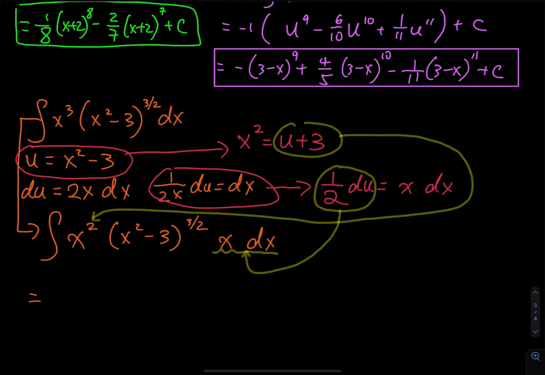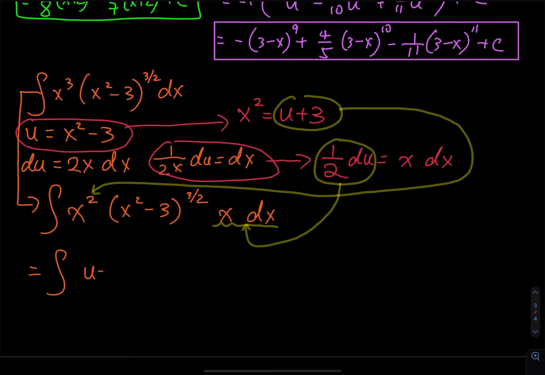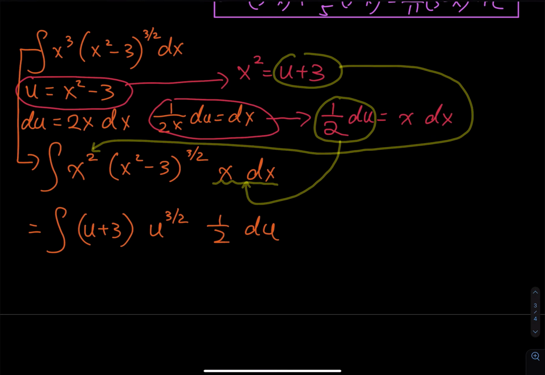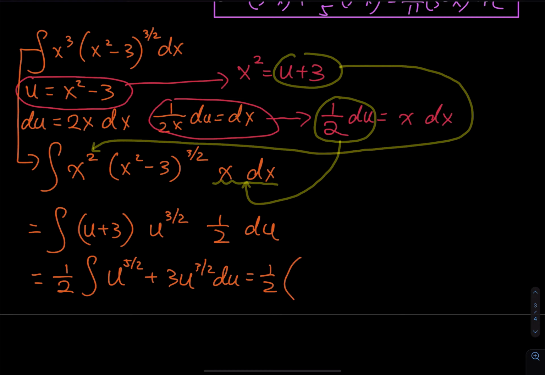Okay, let's put all the pieces together. So the x squared becomes u plus 3, and then the next piece is u raised to 3 over 2, and then the x dx is a 1/2 du. Do you see that there are no more x, right? Okay, distribute the u to the 3 over 2, so we pull the 1/2 in front. So this is a u to the 3 over 2 plus 1, that is a 5 over 2, and then 3 times u to the 3 over 2, and then du. So integrate term by term. This is a 1/2, so you have a u to the 5 over 2 plus 1, that is a 7 over 2 reciprocal, and then plus 3 over 2 plus 1, that is a 5 over 2, and then reciprocal times 3, so we have a 3 times 2 is a 6 over 5.